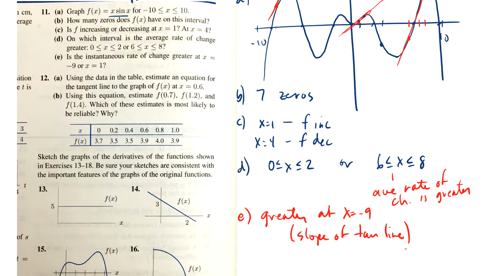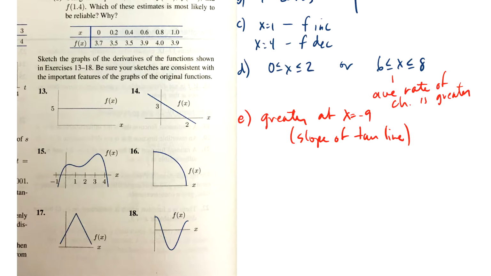Okay, so there is 11, and we got to hit which ones on here? 13, 15, 17. So 13. It says sketch the graphs of the derivatives. Okay, so this is a constant function. What is the slope of the curve at any point here? It's 0, so the graph of the tangent, or the derivative, is going to be 0. So this is f prime.